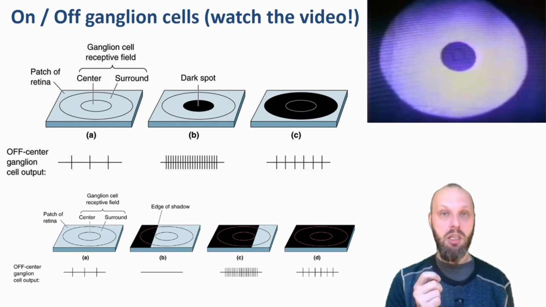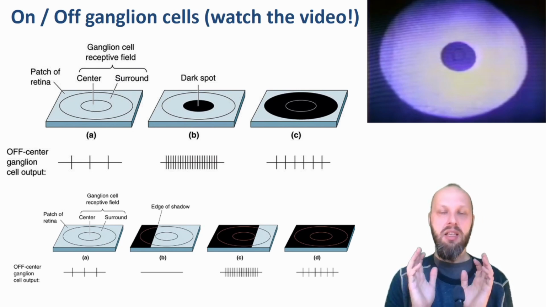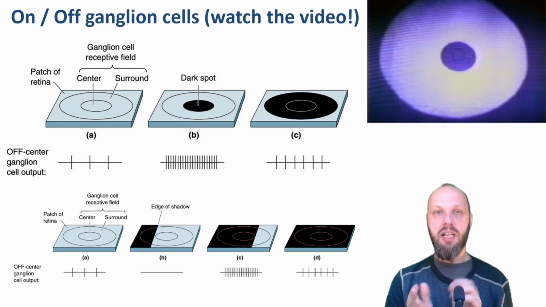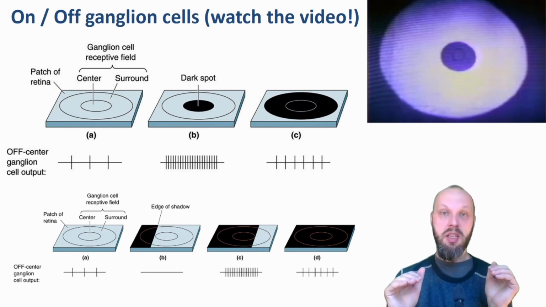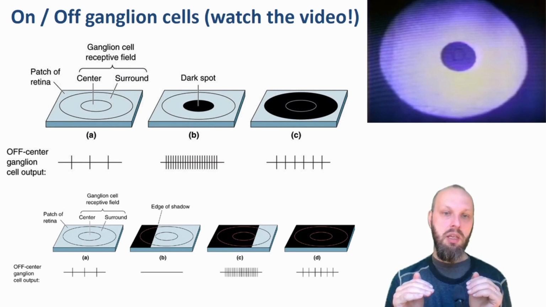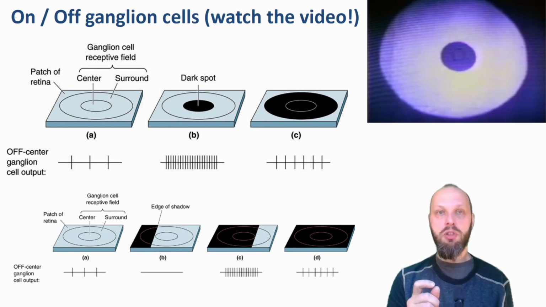They respond to darkness. There are also on ganglion cells that are exactly the same as off ganglion cells, except everything is reversed. They spike a little bit in the dark, they spike a little bit more at the light, and they spike the most in response to a bright spot in the middle.